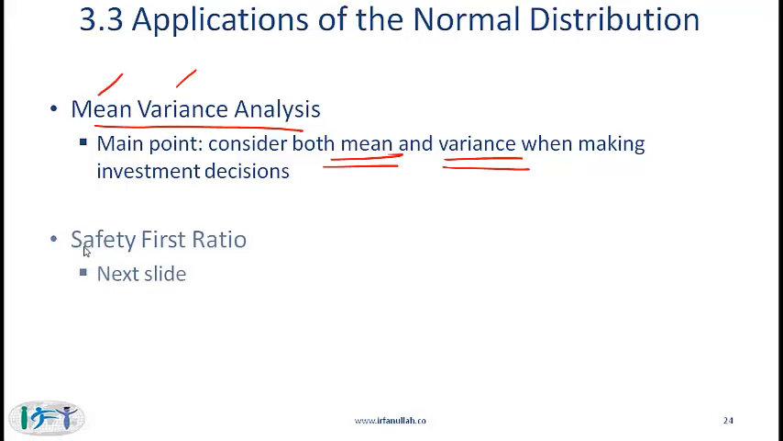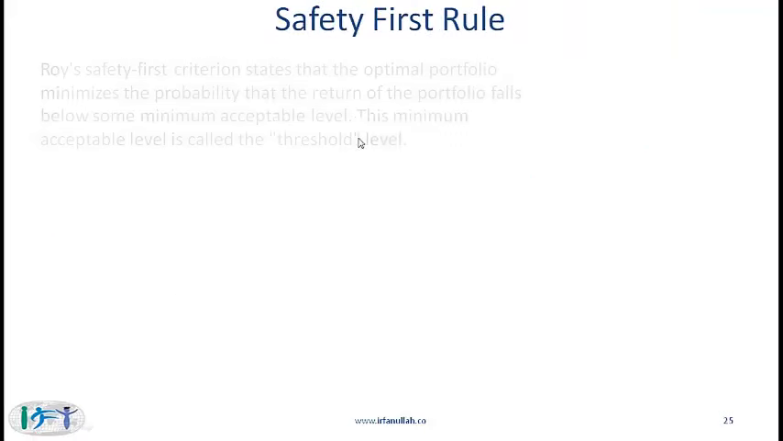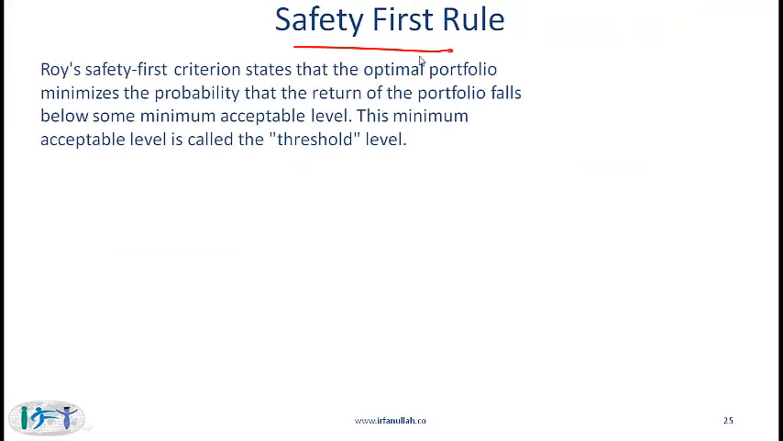The other item we will look at is the safety first ratio, and that will be covered on the next slide. So the main item here is the safety first rule, named after the person who first defined it, called Roy. So this is often called Roy's safety first rule or Roy's safety first criterion, which states that the optimal portfolio minimizes the probability that the return of the portfolio falls below some minimum acceptable level. This minimum acceptable level is called the threshold level.